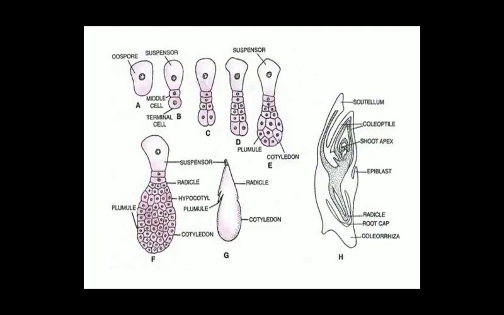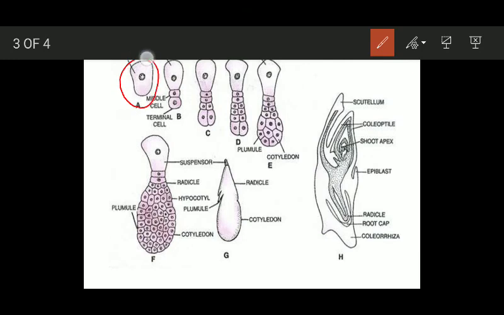Now you can see the sequence of embryo development in the case of monocots. First of all, you have the oosphere or zygote. It elongates and divides, resulting in the formation of the basal cell or suspensor cell, and the apical cell. The basal cell does not divide further. Instead, it enlarges and functions as the haustorium, while the apical cell divides transversely, resulting in the formation of the top cell or terminal cell and the middle cell.